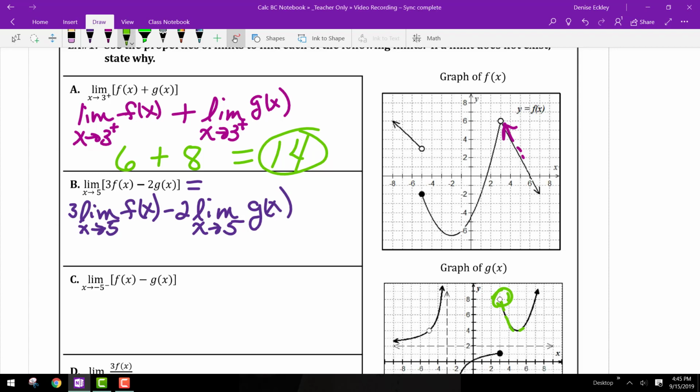Okay, so we have 3 times the limit as x approaches 5. So as we go to 5, what we see is that we have a value of 2 right here. Subtract from that, and our limit as x approaches 5 of g is going to be right here, and that value is 4, so we're going to have 2 times 4. So we have 6 minus 8, and we get negative 2.